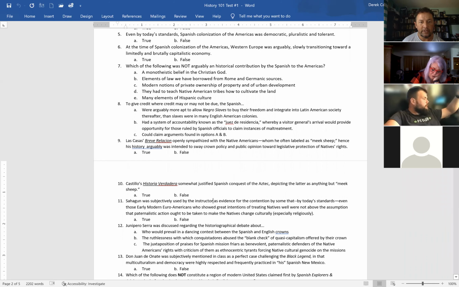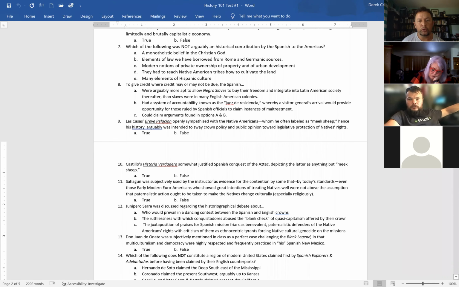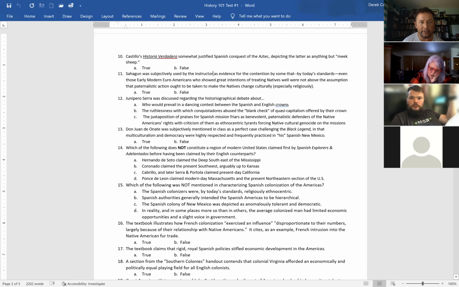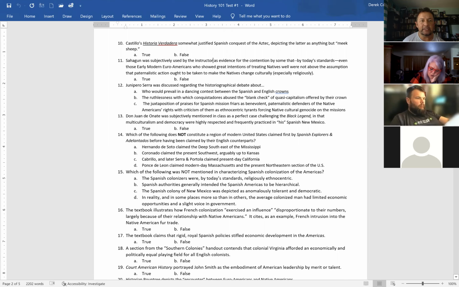So that is true. Castillo, his True History, right? And that's a jab at Las Casas, right? He's saying, I'm going to write the real history of what happened with the conquest of Mexico. His Historia Verdadera somewhat justified Spanish conquest of the Aztec or the Mexica, depicting the latter as anything but meek sheep. That's absolutely true. All right. His book justifies Spanish conquest primarily. And then De Sahagún.